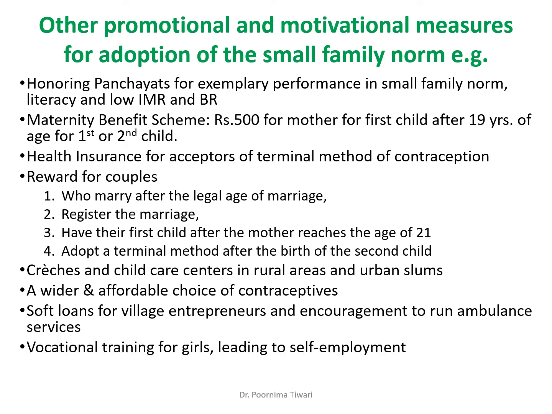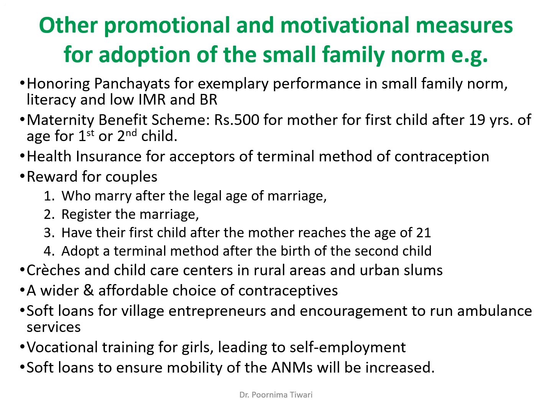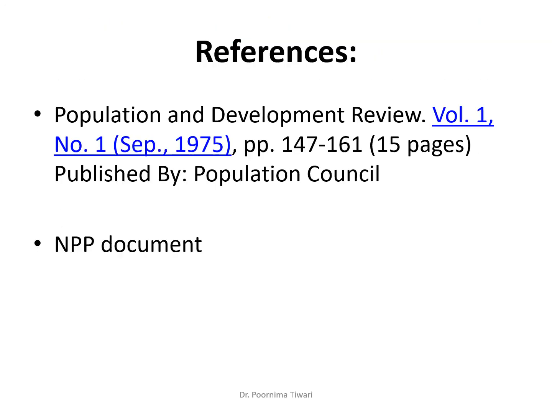Vocational training for girls leading to self-employment so that they are busy, they have some kind of employment, they earn money and not simply engage in increasing the family size only. Soft loans to the ANMs so that they can purchase more mopeds, cycles, etc. to increase their mobility, to improve the access to underserved families.